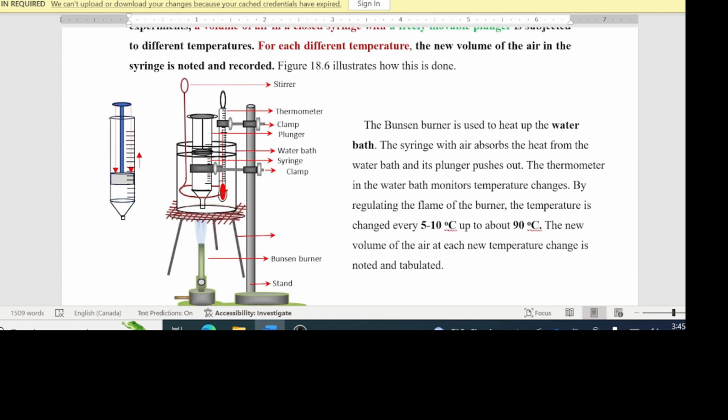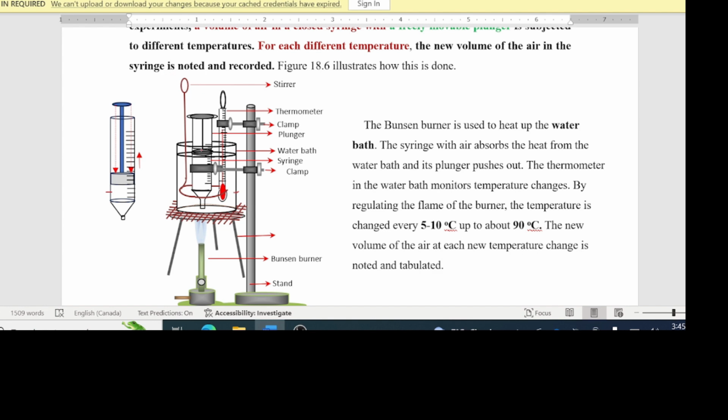Let's say this was a syringe here, with a fixed volume of gas. That's the volume of gas inside there, and you wanted to see how temperature affects that. So this is your plunger here that's movable. First of all, they have a source of heat, which is a Bunsen burner. You have a tripod here with a gauze, and you get a beaker here that is acting as a water bath. So you fill that with water, and you have a thermometer that's inserted inside the water bath to monitor temperature changes. Here's a stirrer here.